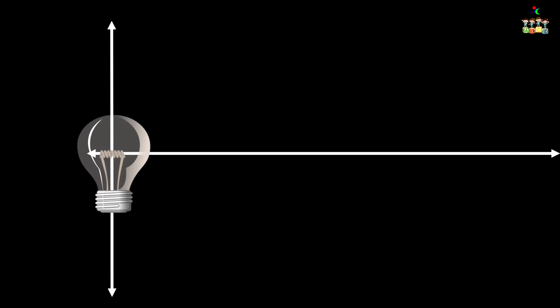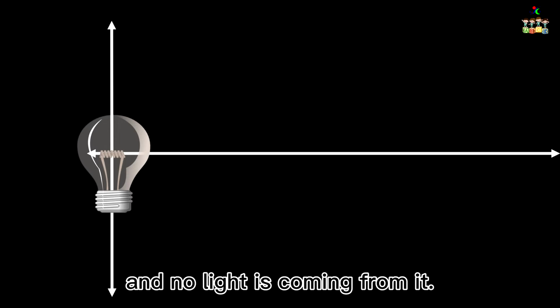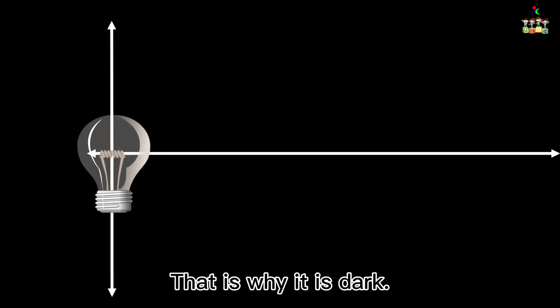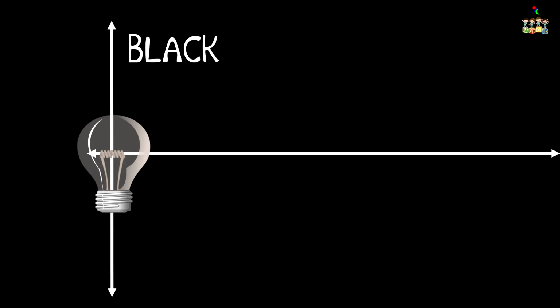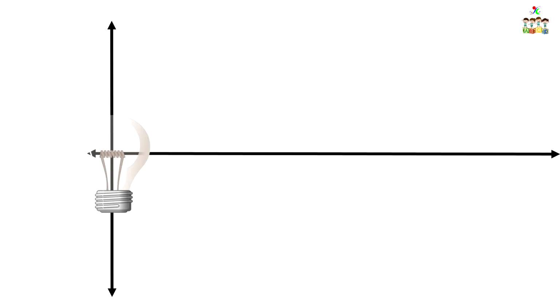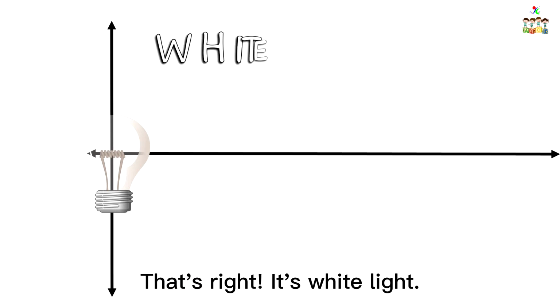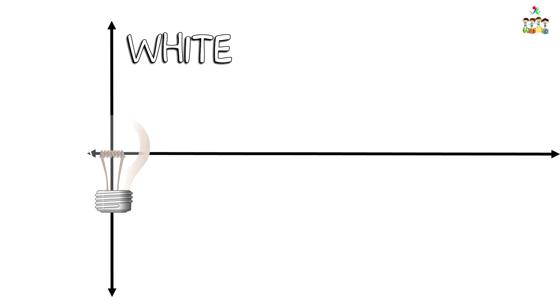This light bulb is off at night. No light is coming from it. That is why it is dark. If I turn the light bulb on, we have light. What color is the light? That's right, it's white light.